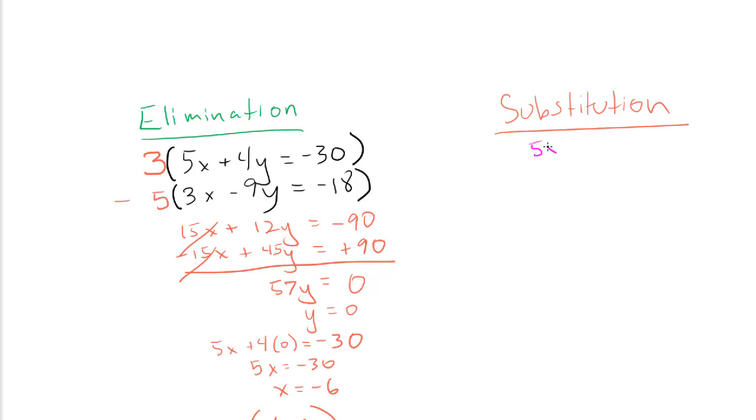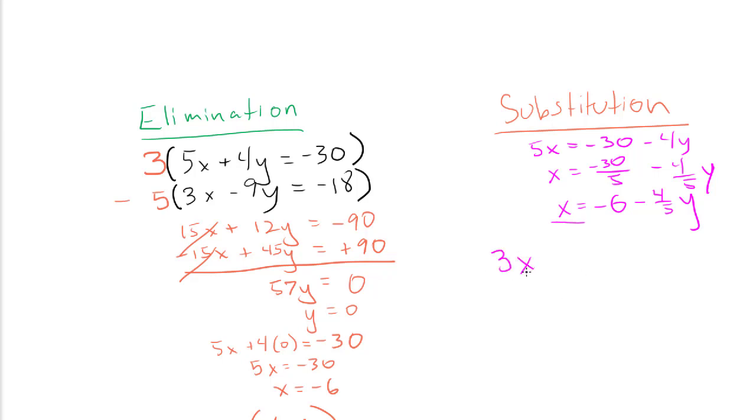So I know 5x equals minus 30 minus 4y. Divide through by 5. X equals minus 30 fifths minus 4 fifths y. And that in turn equals minus 6 minus 4 fifths y. I'm going to substitute that back into my second equation for x. So now in the second equation, 3x becomes, I will substitute minus 6 minus 4 fifths y.